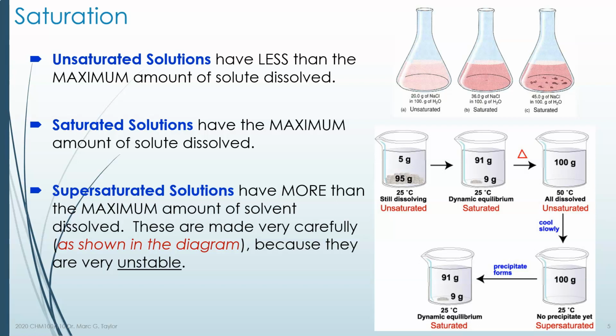And then this is a dynamic equilibrium, meaning that some of that 91 will come out of solution and fall to the bottom, and some of that 9 will go into solution, but at any one time there's 91 grams in solution. And then we heat it up. That's what that little triangle means. That means we're heating it up, and we heat it up to 50 degrees C. So now our maximum saturation level is actually higher. So we can get all 100 grams into solution at 50 degrees. That's no problem. In fact, it's actually below the solubility for that temperature.